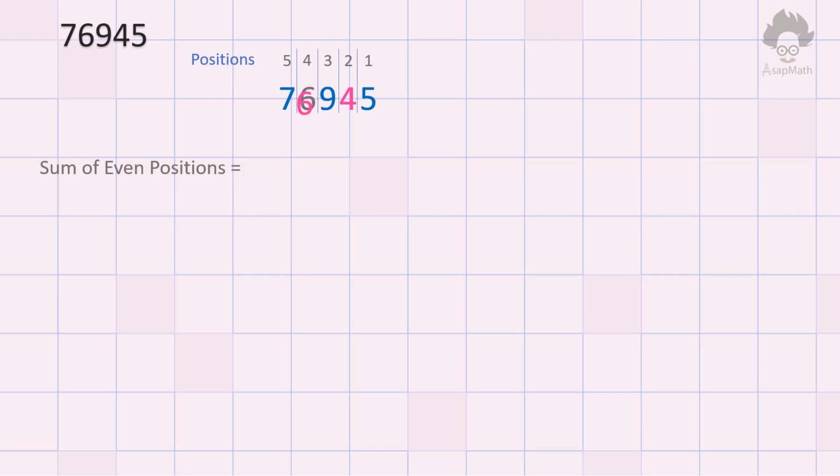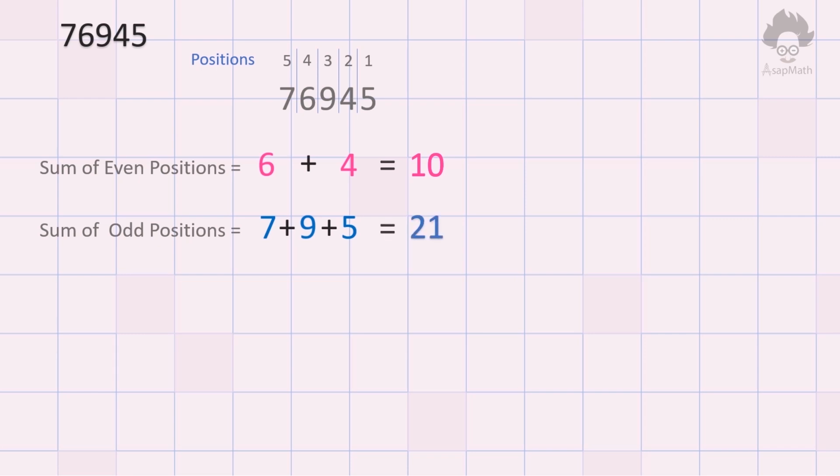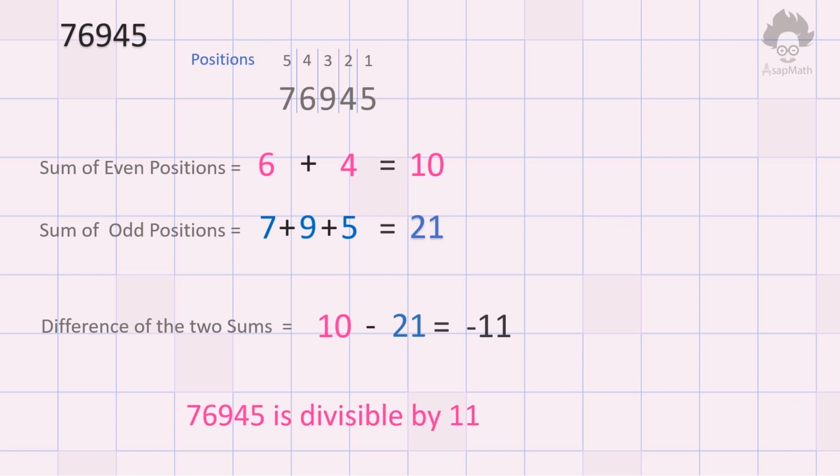Moving on to another example. Sum of even positions is equal to 10. Sum of odd positions is equal to 21. Now the difference of the two sums is taken. So we can conclude that the whole number is divisible by 11.